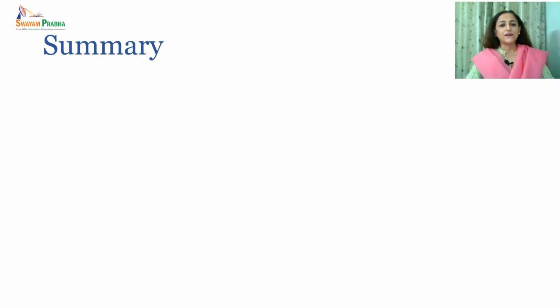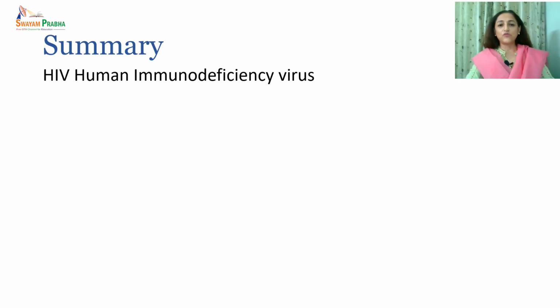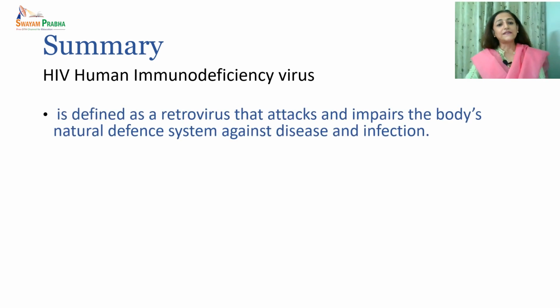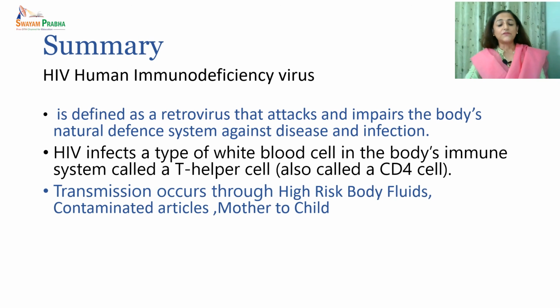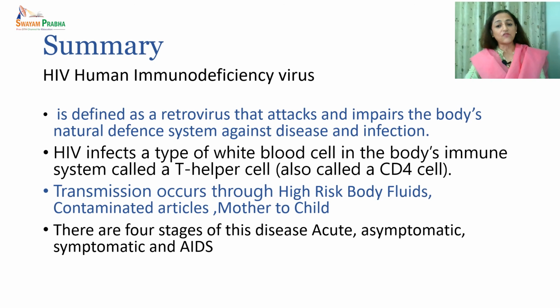So let's summarize. HIV is human immunodeficiency virus. It is a retrovirus that attacks and impairs the body's natural defense system against diseases and infections. It infects a type of white blood cells in the body's immune system that is called T helper cell or CD4 cell. The transmission occurs through high risk body fluids, through contaminated articles, or from mother to child. There are 4 stages of this disease, that is acute, asymptomatic, symptomatic, and the final stage, that is acquired immunodeficiency syndrome.